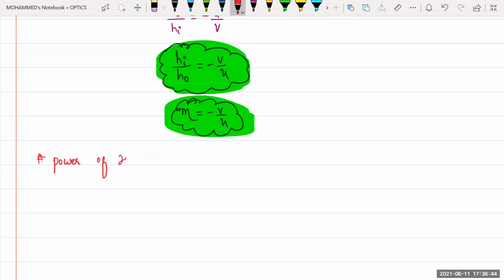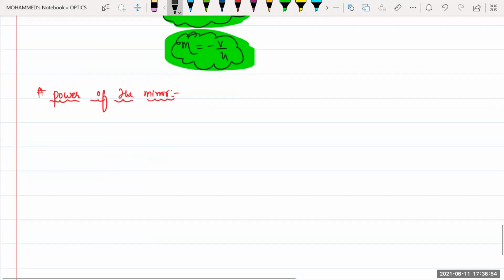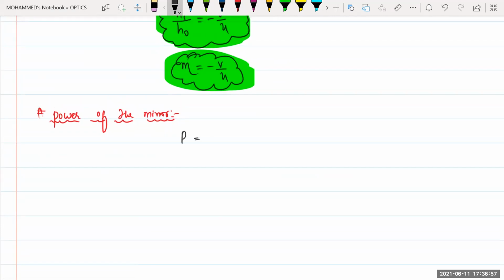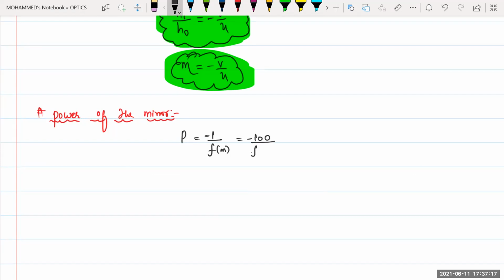If I am talking about the power of the mirror, did you remember the formula for the power of a mirror, beta? The power of the mirror P is equal to the reciprocal of the focal length. If it is measured in meters, that is known as power. That is minus, focal length negative. So the power of the mirror P will be equal to minus 1 by f in meters. If it is in centimeters, that will be minus 100 divided by the focal length in centimeters. Clear?